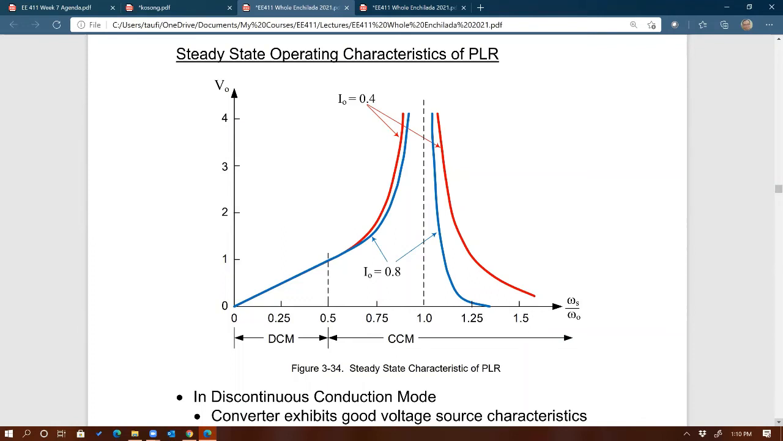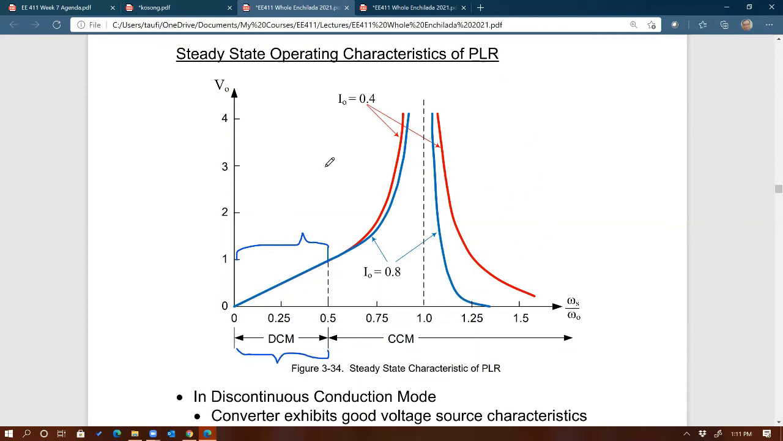Here, if you are using PLR, parallel loaded resonant, strictly in DCM, you can see I'm only providing two different graphs, right? Two different curves. One for output current 0.4, and the other one is for output current 0.8. These are all normalized based on the full load current. Right? So different load currents basically. You can see that the two curves merge again, just like SLR, when you operate the converter in DCM. See that? This is DCM right here. The two curves merge, meaning what?